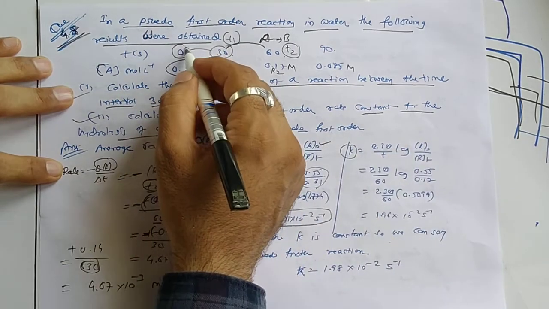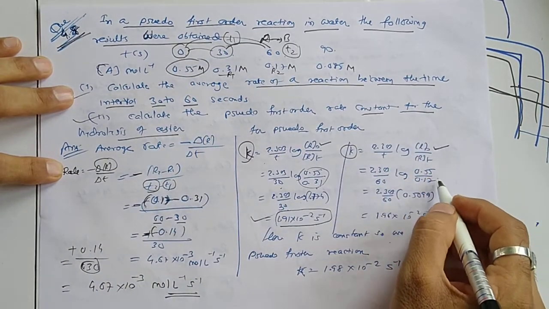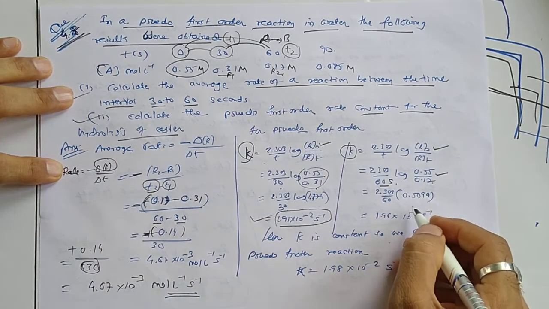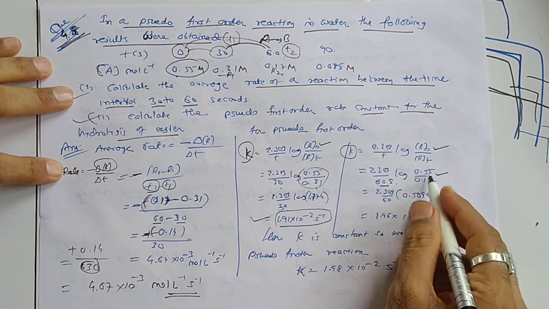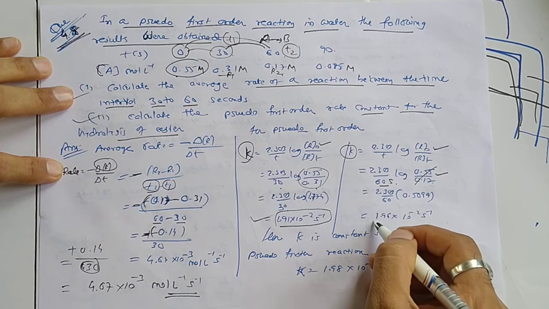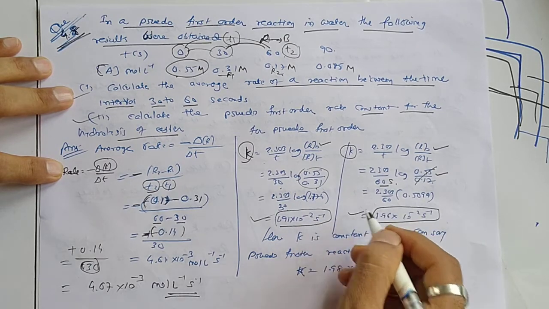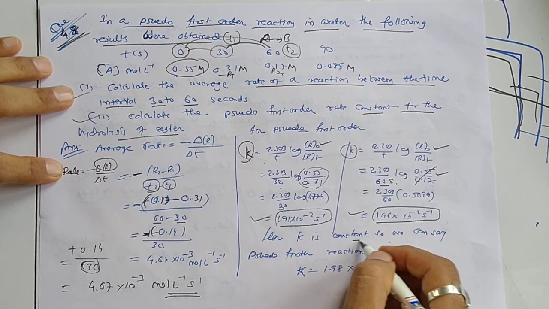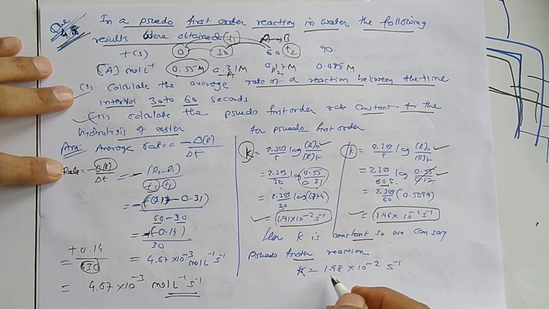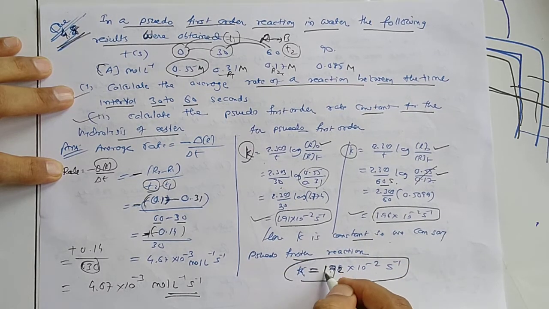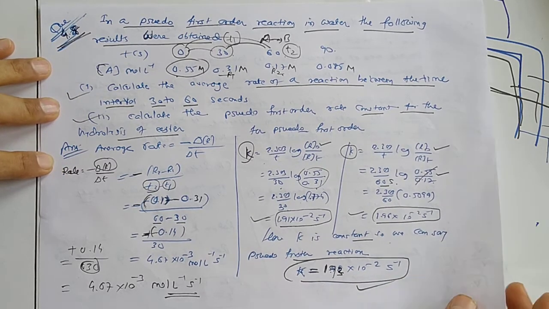Now for 0 to 60 seconds. At 0 seconds it is 0.55 molarity. At 60 seconds it is 0.17. So 0.5099 is the division and the value of the logarithm is 1.96. Here you can see K is constant in every condition. So we can say the reaction is first order, and the value of K is the average of both. So 1.9293 times 10 raised to minus 2 second inverse.